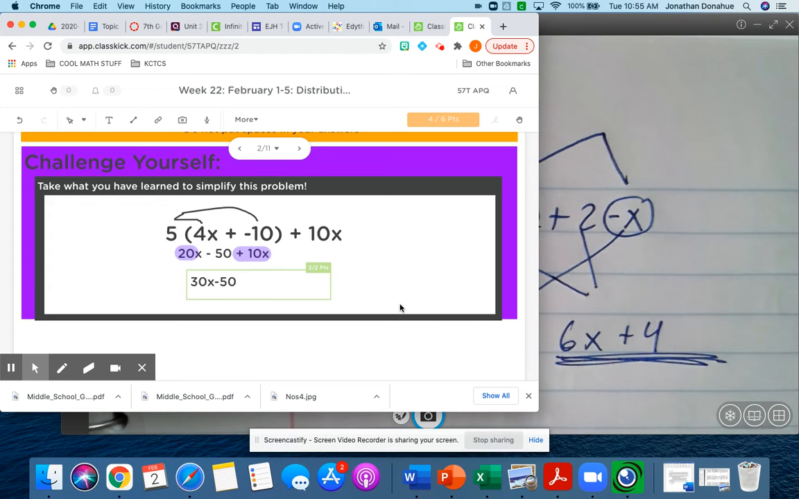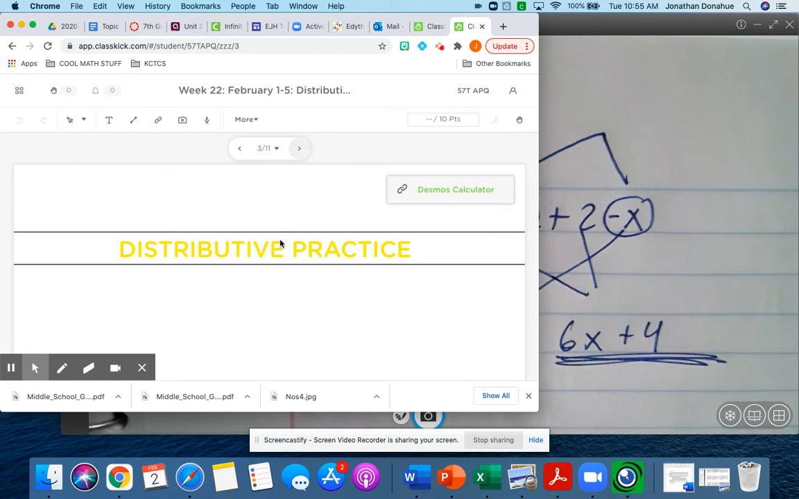So as you go through these, you've got to keep up with your negative signs. I think that's the biggest thing that people have trouble with. Otherwise, just distribute, then combine like terms every time. All right, let's jump over to slide 3. I'm going to do 3 of these, and that's it.